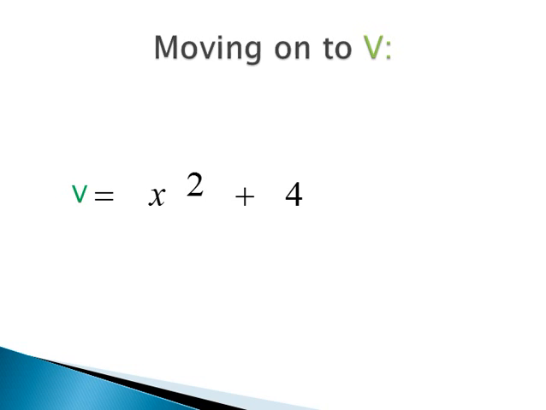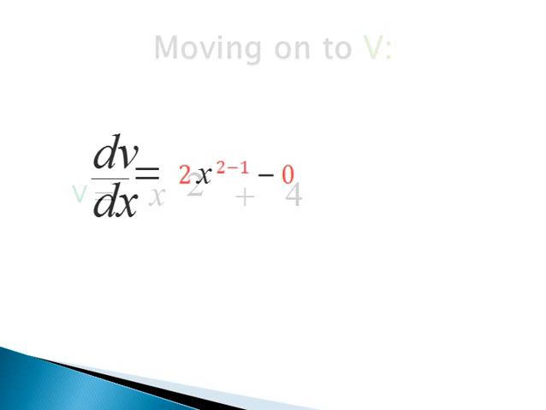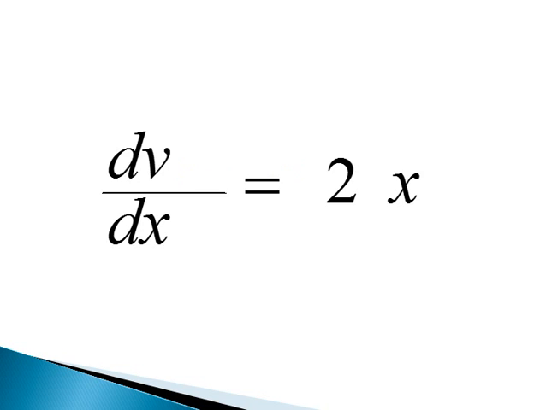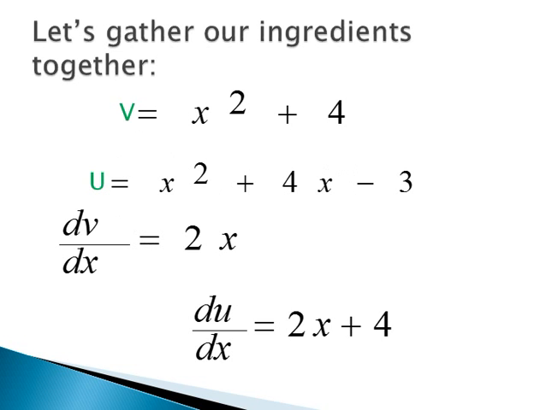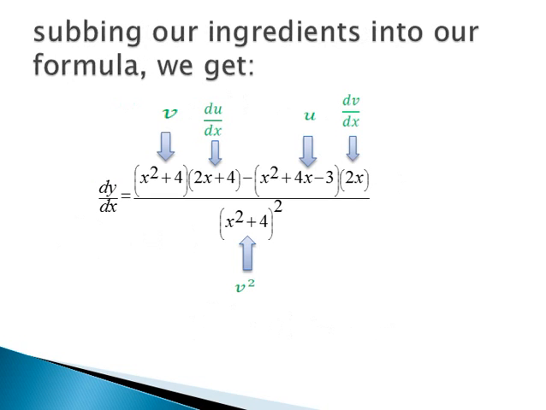Moving on to v. v equals x squared plus 4. Therefore, dv/dx equals 2x to the power of 2 minus 1, minus 0. Therefore, dv/dx equals 2x. Now let's gather together all our ingredients. So v equals x squared plus 4, u equals x squared plus 4x minus 3, dv/dx equals 2x, and du/dx equals 2x plus 4.